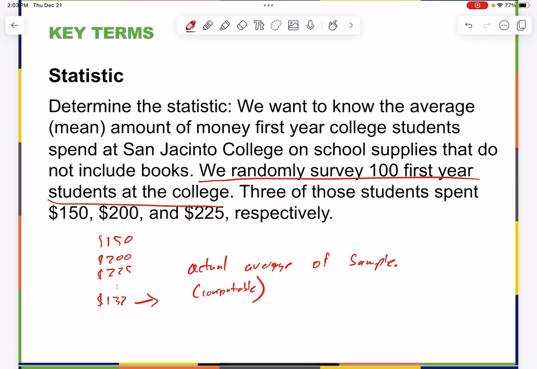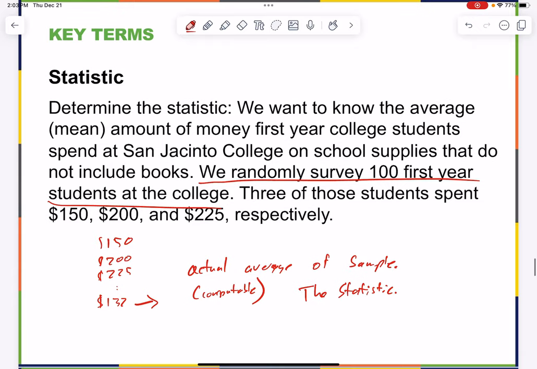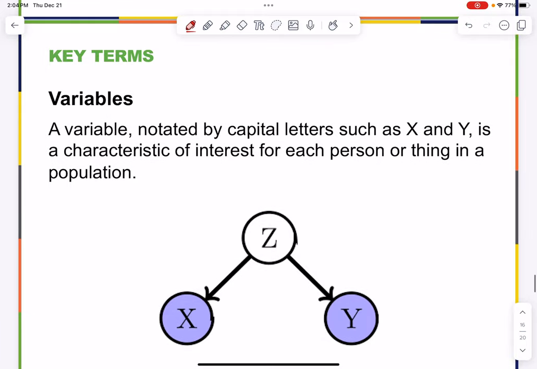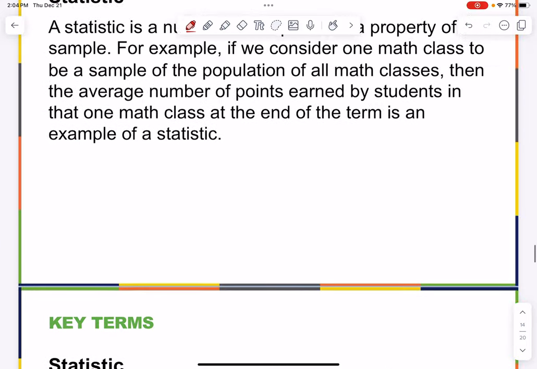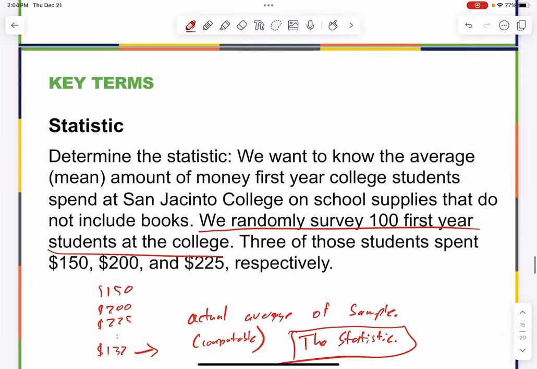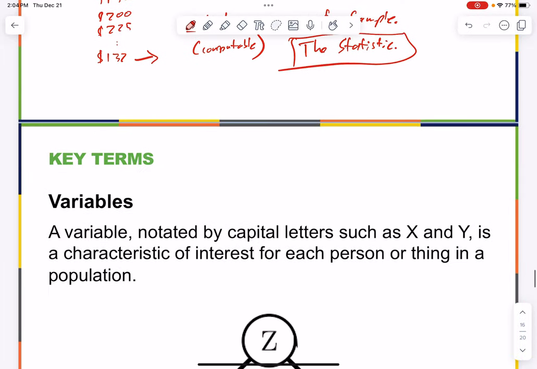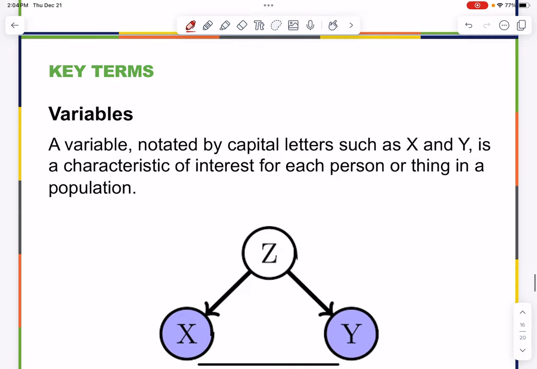Okay, and that is the statistic. All right, great. So anyway, that's sample. So sample statistic, population parameter. Sample statistic, population parameter.